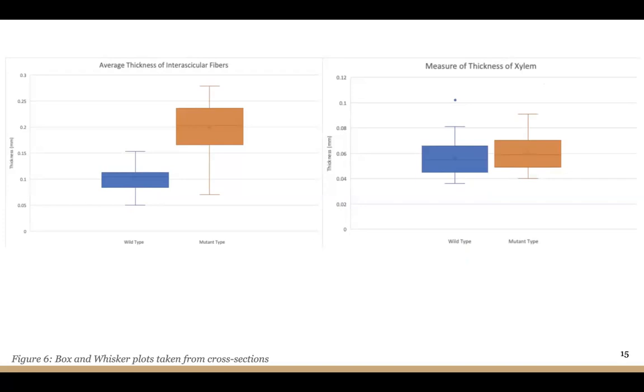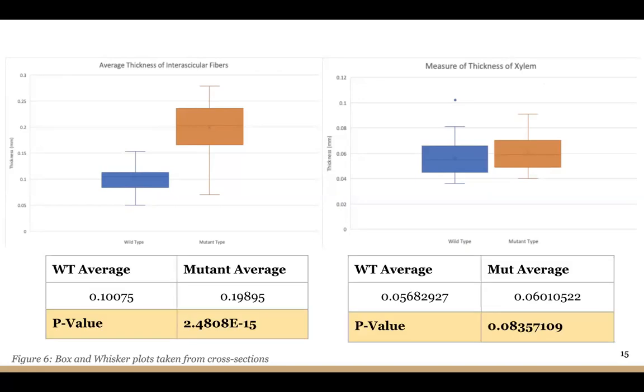From the graphs, we can see that there wasn't much of a difference between mutant and wild-type metaxylem. However, mutant interfascicular fibers were almost double the thickness of wild-type samples. This shows that the mutation caused an increase in interfascicular fiber thickness and not xylem, unlike predicted by the hypothesis. These are the t-tests that support that data.